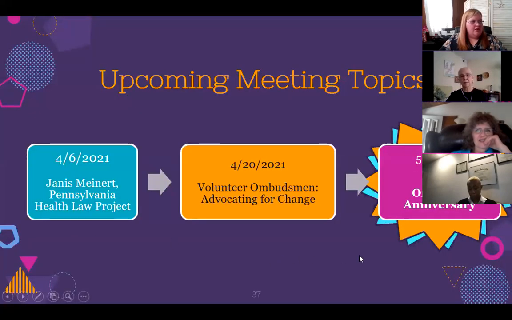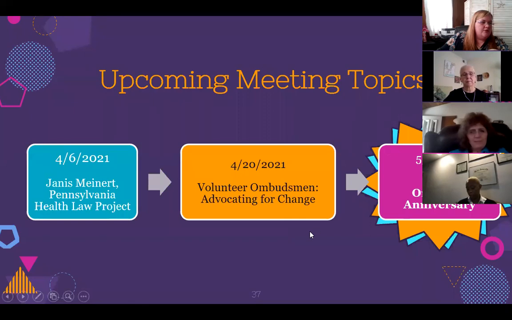Let's review our upcoming meeting topics. Our next meeting is going to be April 6th, and we're going to hear from Janice Minert, from the Pennsylvania Health Law Project. Then on April 20th, we're going to talk to the volunteer ombudsman. We're going to have a panel discussion since that's actually National Volunteer Week. We're going to hear from our volunteer ombudsman about how to become a volunteer and get more information about that.